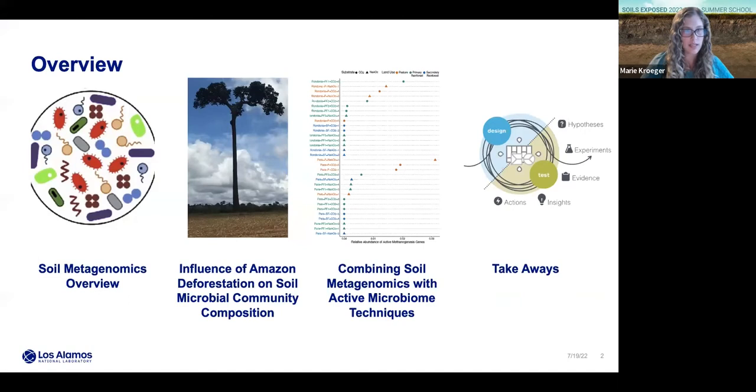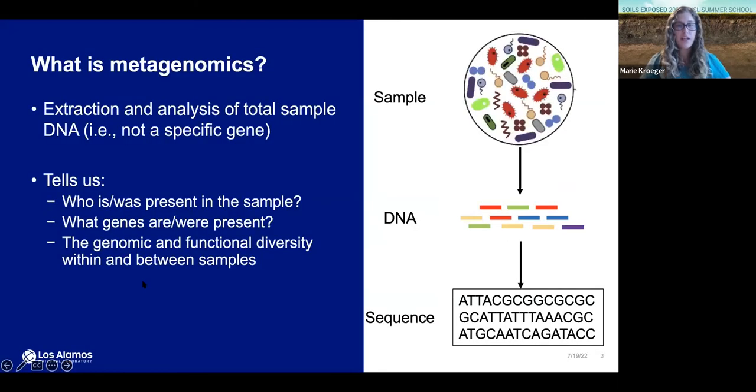So let's get started. First, what is metagenomics? Metagenomics is when we extract the total community DNA from, in this case, our soils, and we analyze that using different sequencing technologies. This is a little bit different than amplicon sequencing that you've heard of before, where it's focused on a specific gene. A lot of times we use a phylogenetic marker gene like 16S for bacteria and archaea, or ITS for fungi. Here, we're taking the total sample DNA, and it's going to be able to tell us who's present in the sample, what genes are there, and the genomic and functional diversity within and between our samples.